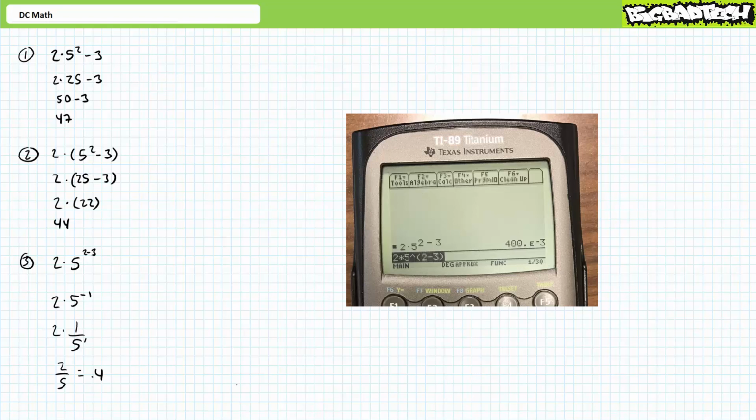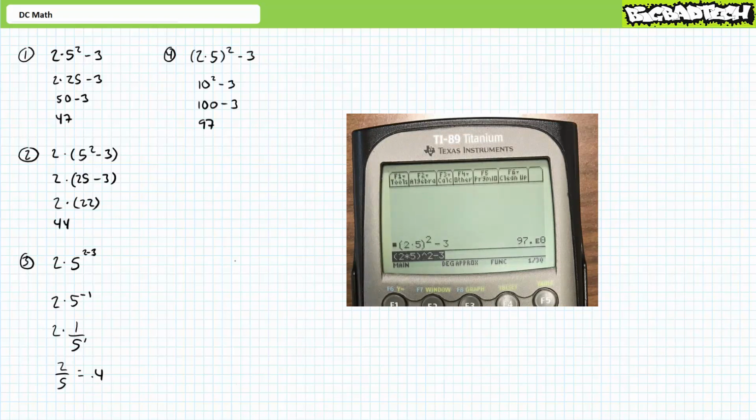We're now free to multiply 2 times 1/5 for a final result of 2/5, or 0.4. Our next problem asks us to solve for 2 times 5 inside parentheses squared minus 3. We need to resolve those operations inside the parentheses first. 2 times 5 is 10. Exponentiation now receives priority. 10 squared is 100. Now we're free to subtract 3 for a final answer of 97.